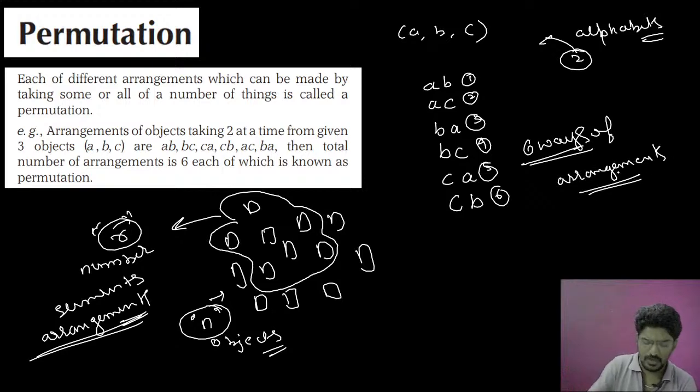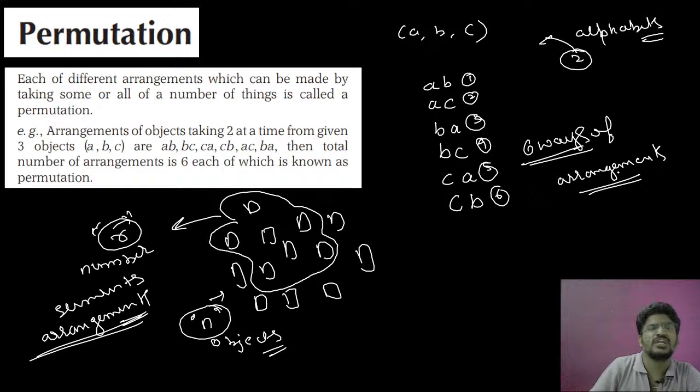I can do 6 ways of arrangements by taking 3 different alphabets. By taking 3 different alphabets, these 6 different ways of arrangements are called permutation.